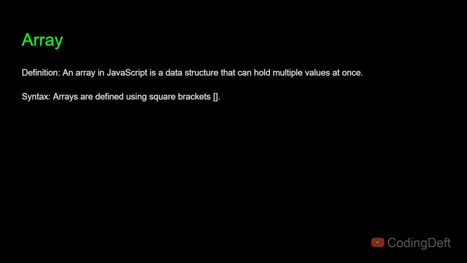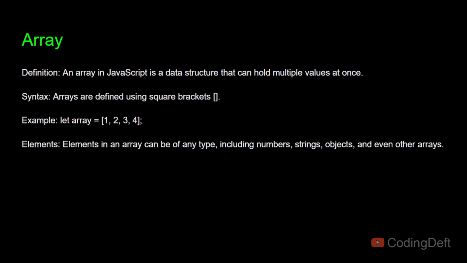So an array will be defined using square brackets. This is an example of an array which holds 4 elements in it. In the above example we have seen we are storing numbers in the array. It is not necessary that you have to store only numbers. We can store any types like numbers, strings, objects, or even other arrays. And we can store a mix of these types as well.